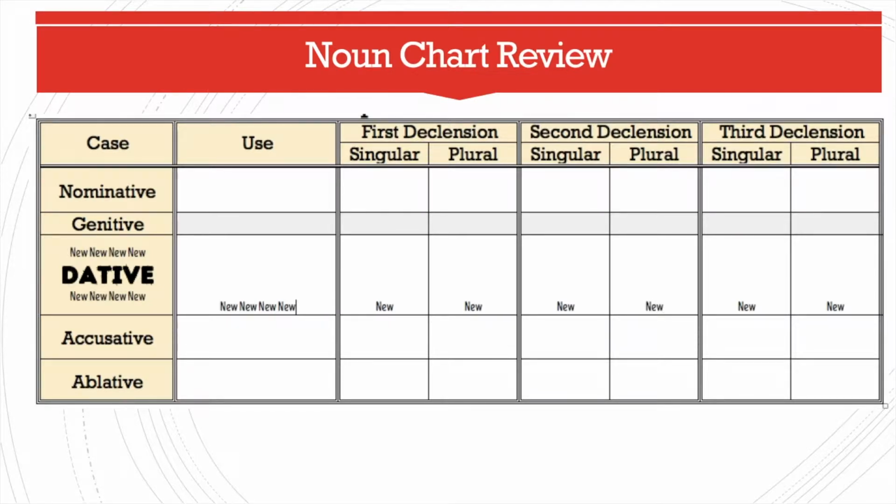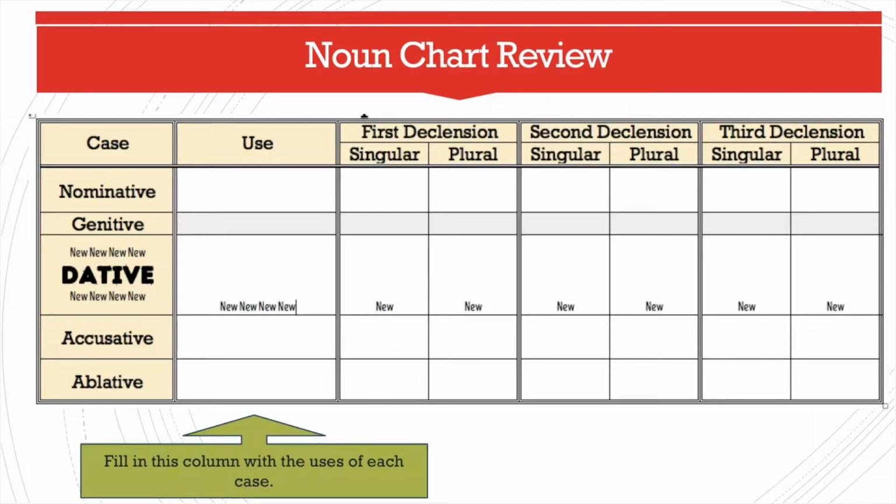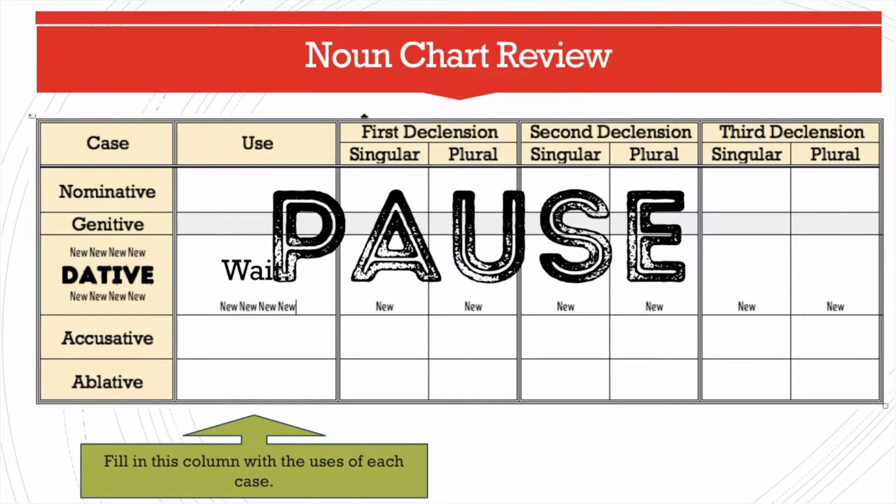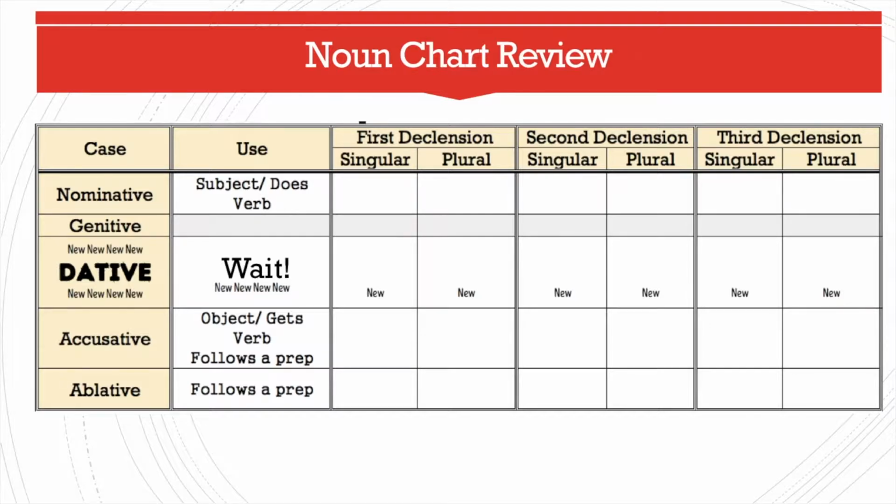So here is a noun chart that we're going to fill out, and I want you to first start by filling out this column with the uses of each case. Obviously, we're going to wait on the dative because we're going to go over that soon. Pause the video, do that now. Okay, unpause the video. Here we go.